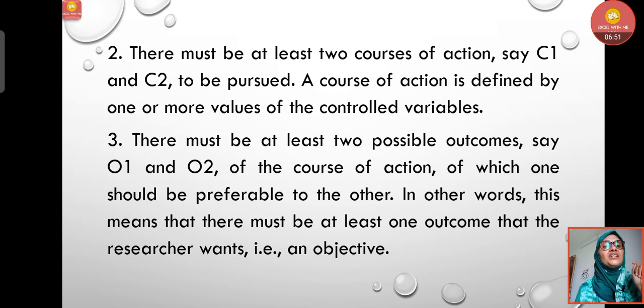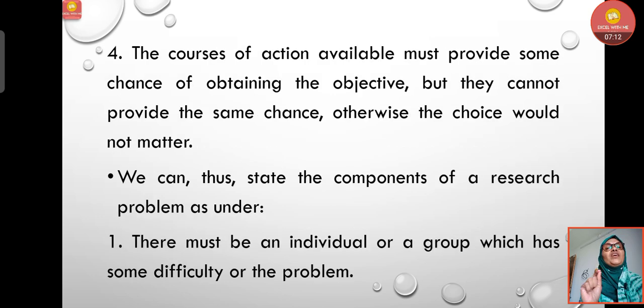In other words, there must be at least one outcome that the researcher wants, and that is an objective. Writing the objectives is very important, because what is the aim? When we are doing something, because of some aim only we do that thing, no? So here an objective is very, very important. Then the courses of action available must provide some chance of obtaining the objective, but they cannot provide the same chance, otherwise the choice would not matter. So whatever the course of action is available, it must provide some chance of obtaining the objective.